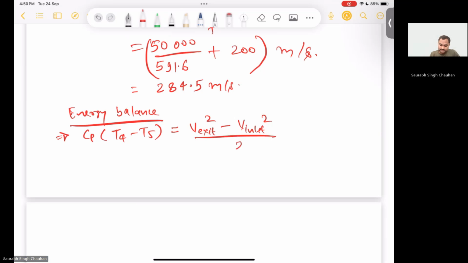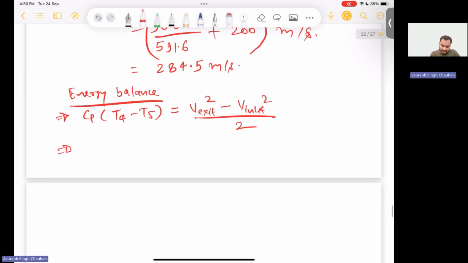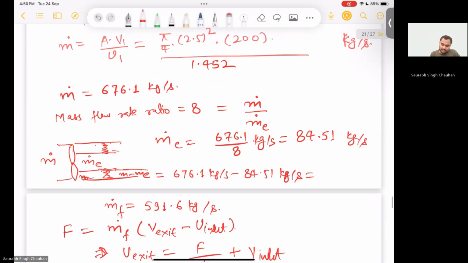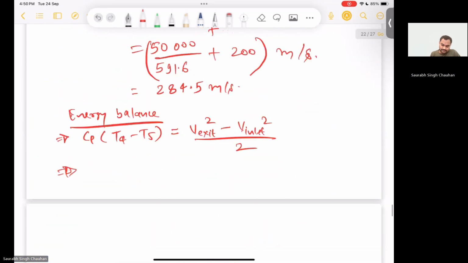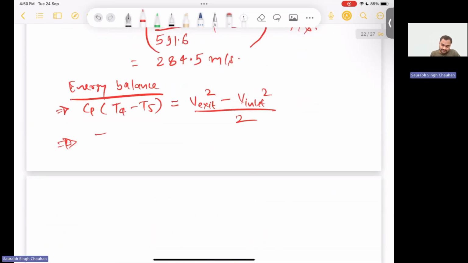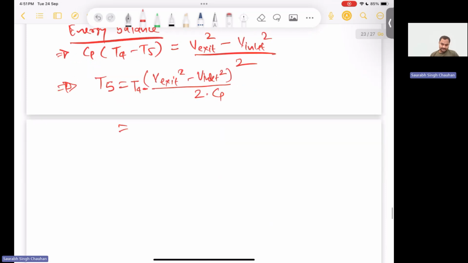Okay, so what we have to find? We have to find the air temperature at fan outlet. Okay, so we have to find T5. So T5 will be equal to T4 minus this quantity. Okay, so now we have all these values and we need to just substitute.